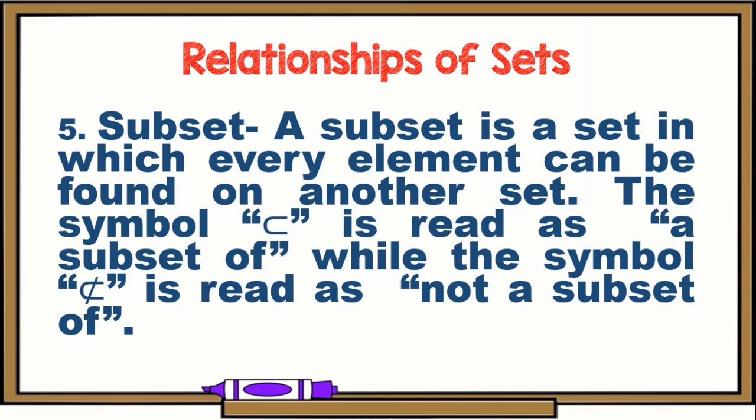Let's continue. We have what we call the subset. Ayan, medyo malawak to. A subset is a set in which every element can be found on another set. The symbol here, ayan, para siyang C, is read as a subset of, while the symbol here, the one with the slash, is read as not a subset of.